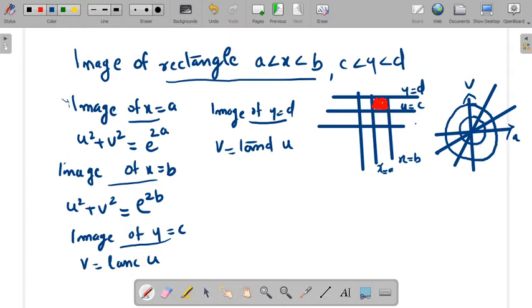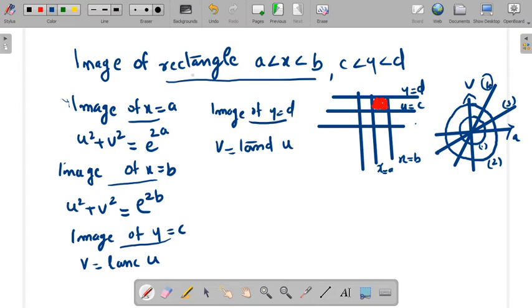So u square, the first one is u square plus v square equal to e raised to 2a. Second one is u square plus v square equal to e raised to 2b. Third one is v equal to tan c u, and the last one v equal to tan d u. So the image of this region will be the region bounded by these four curves.